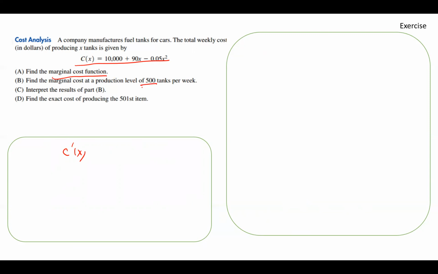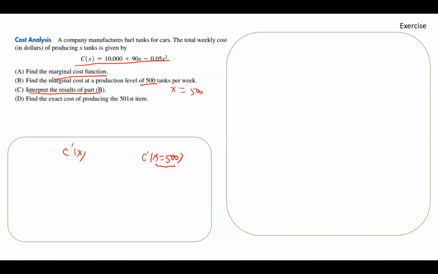What this means is that we set x equal to 500, and now what is my value for C prime at x equals 500? This is something we can also calculate. In terms of interpretation, this means that when x is equal to 500 tanks per week, what is the rate of increase for the cost?